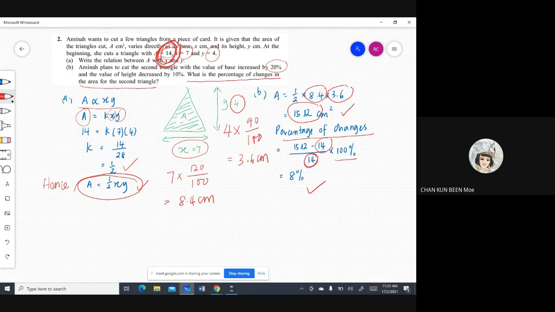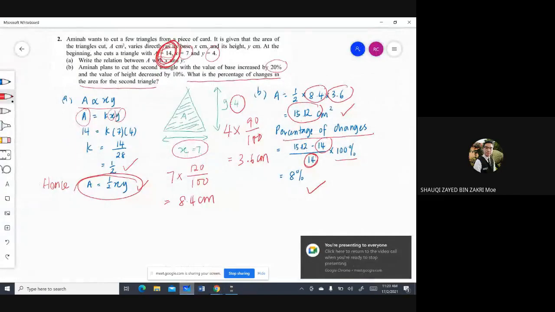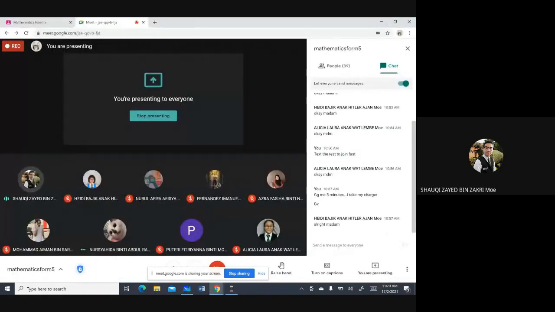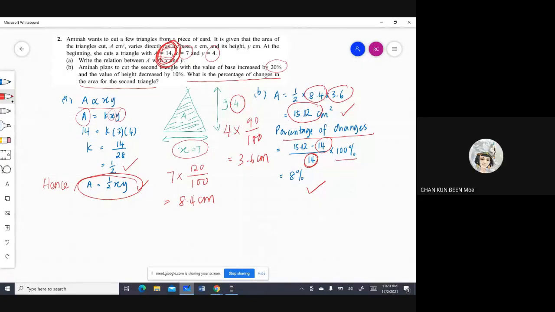Are you okay, class? Yes. Madam, I have a question. For 2A, when it says relation, can we not just use A directly to XY? Yes, correct. Write the relation between A with X and Y. This is the one already. If we don't complete until A equals half XY, you get full marks for that. But this part is actually for B. You can start from here in part B. Any other question?